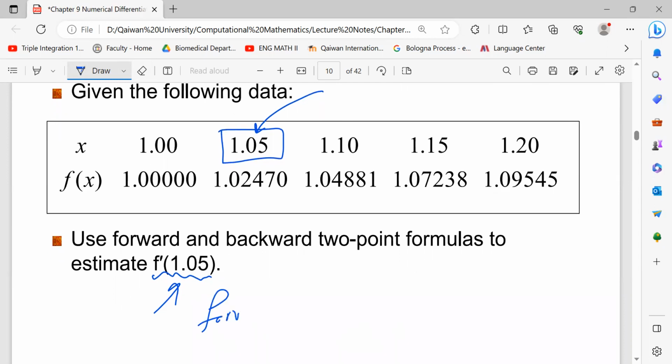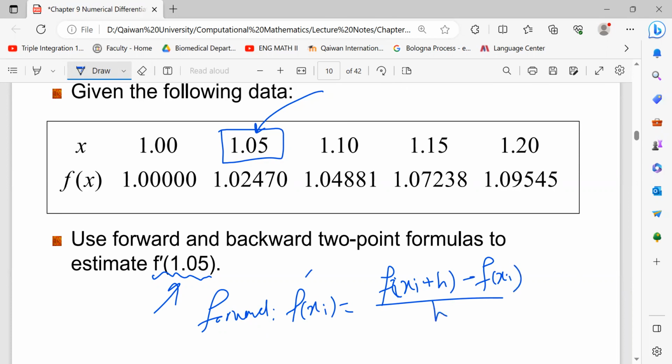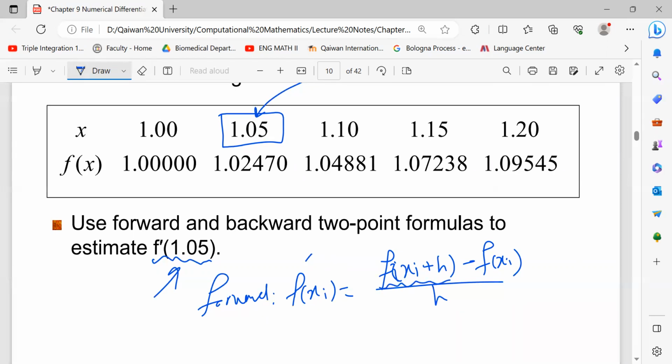For forward, you say f prime of xi is f of xi plus h minus f of xi, dividing by h. This is forward. What's f of xi plus h? It means f of the next x, xi plus h. Okay, this is xi. What's xi plus h? It's the next x. What's f of this point?